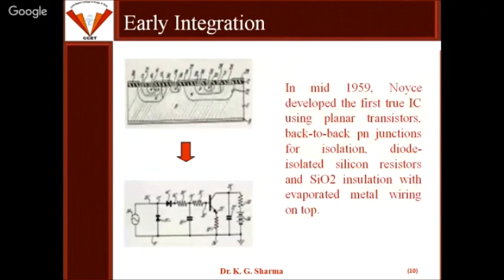In mid-1959, Noyce developed the first true IC using planar transistors. So back-to-back PN junction for isolation, diode isolated silicon resistors, and SiO2 insulation with the evaporated metal wiring on top.